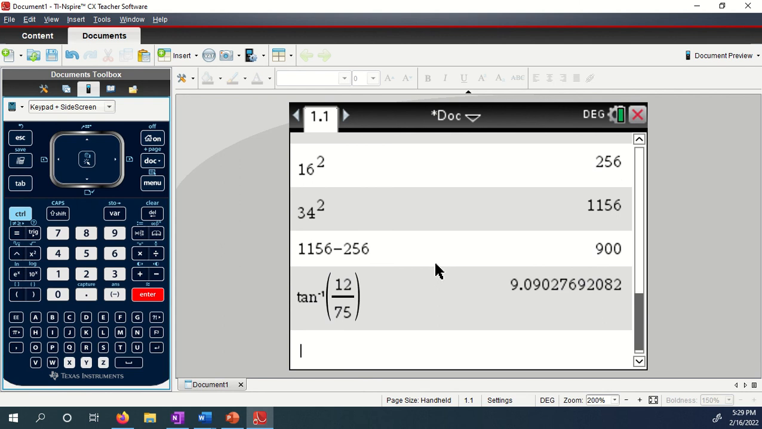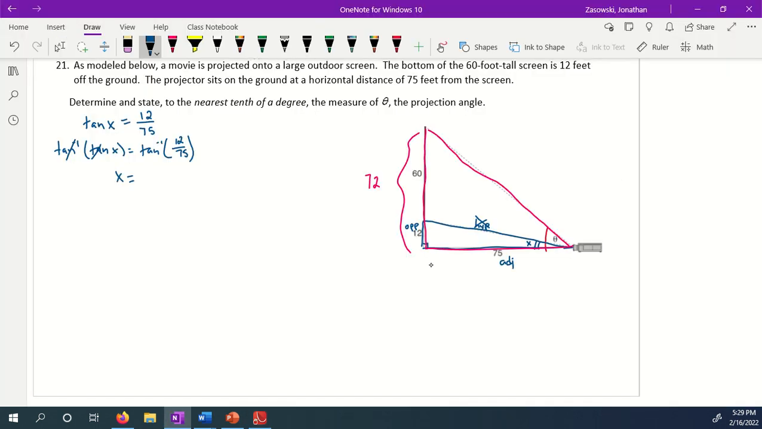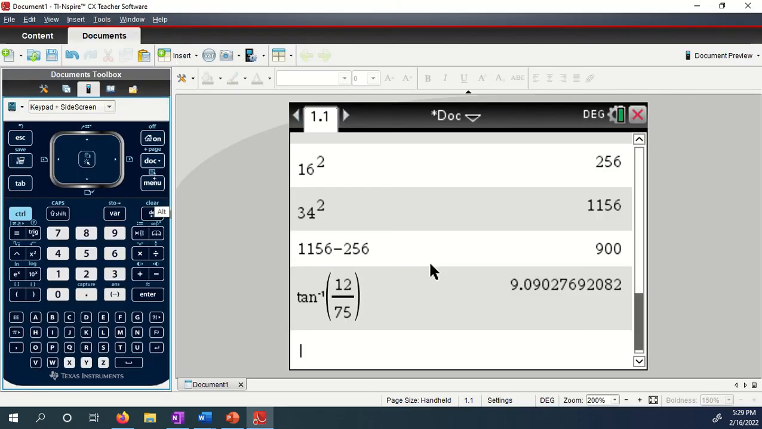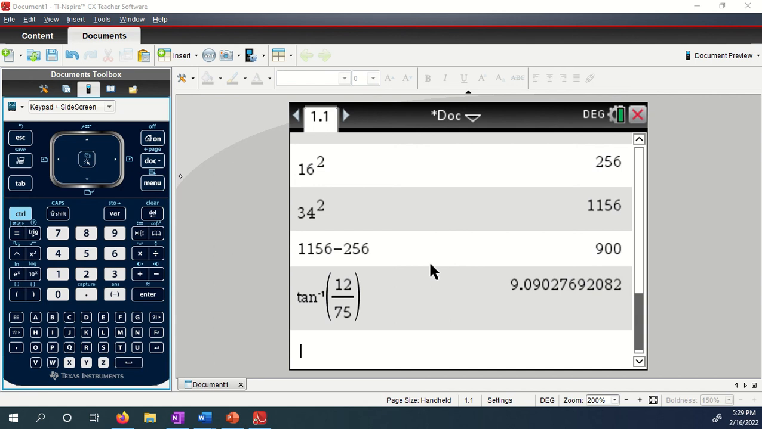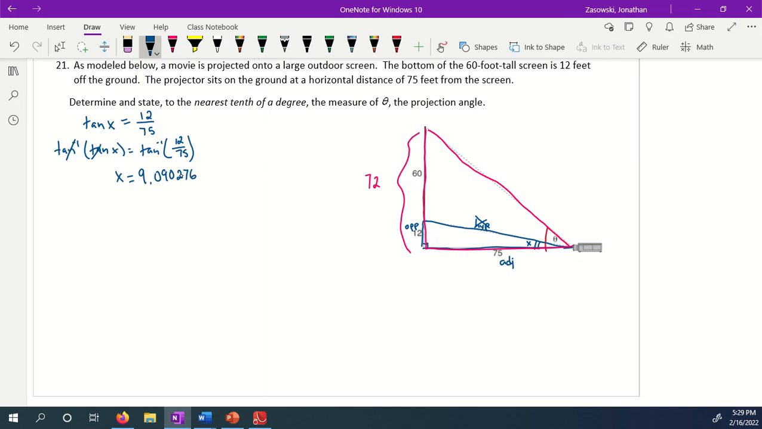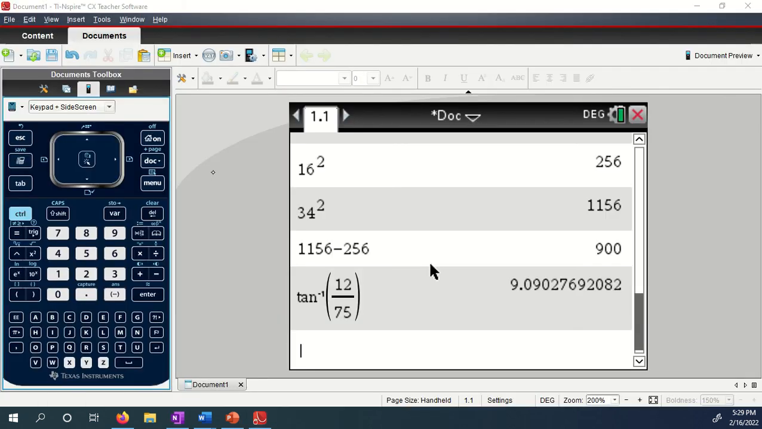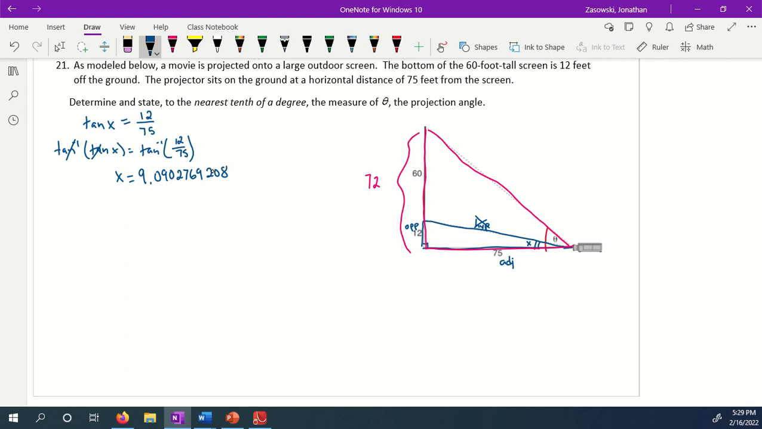And that gives us 9.090276... Remember, we want to be accurate. We don't want to round until the end. All right, and then in the really big triangle, we'll call this angle y here, okay?